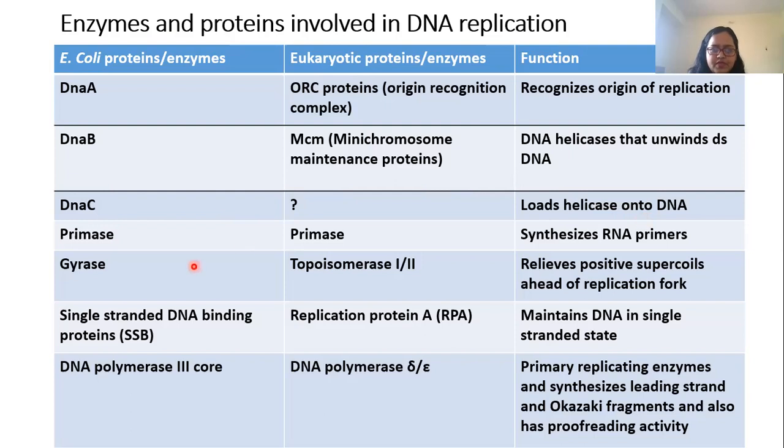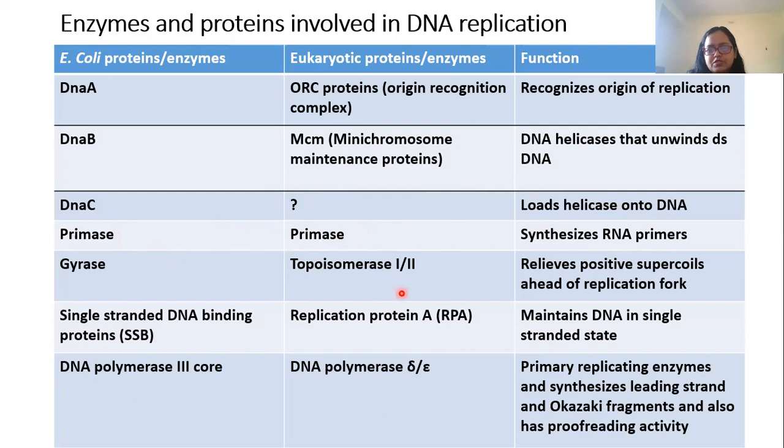the DNA. Next protein, which is called primase in case of E. coli, is also called primase in case of eukaryotic proteins and enzymes, and it synthesizes the RNA primers. So RNA primers are synthesized with the help of the primase enzyme in eukaryotes.